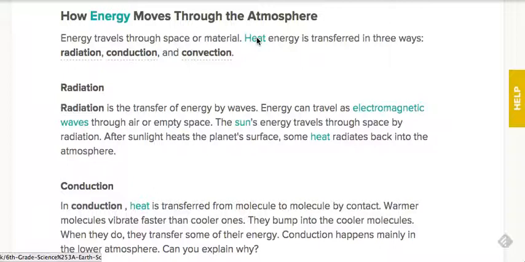Radiation. Radiation is the transfer of energy by waves. Sometimes this is also called the transfer of energy through space. Energy can travel as electromagnetic waves through the air or empty space. The sun's energy travels through space by radiation. After sunlight heats the planet's surface, some heat radiates back into the atmosphere.